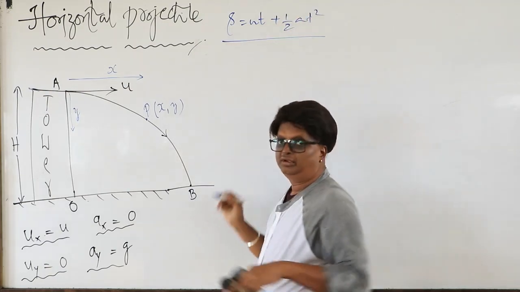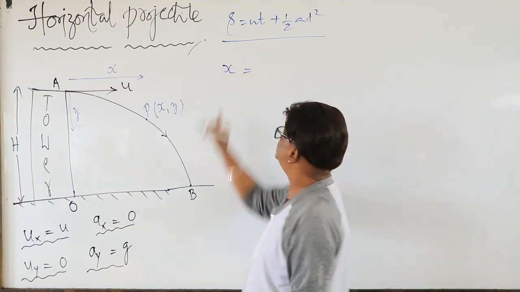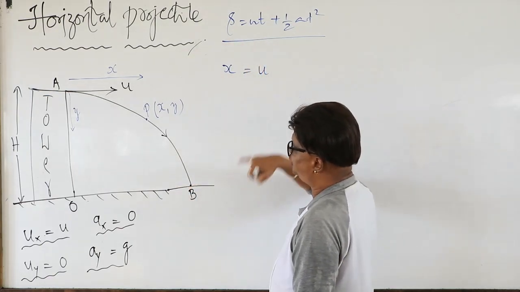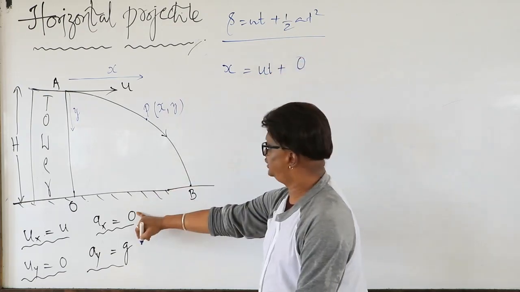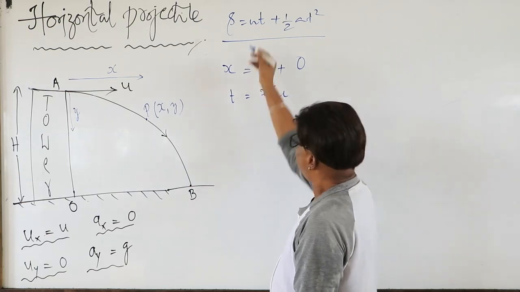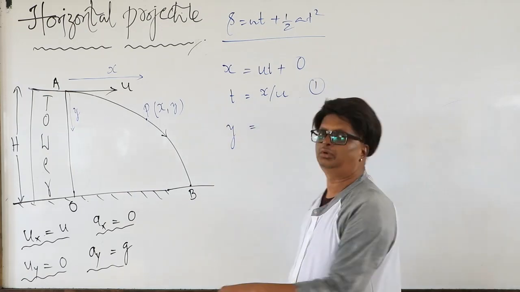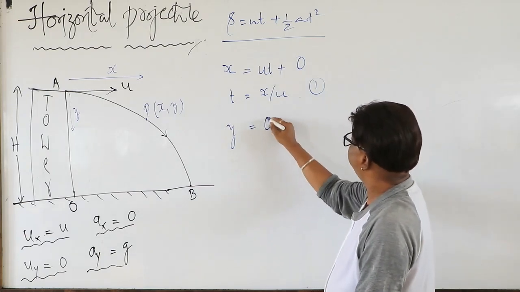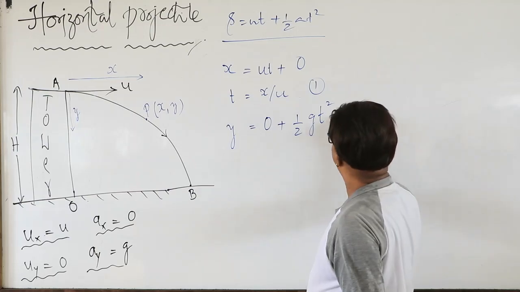If I do it separately for horizontal and vertical, in the horizontal direction the velocity ux is equal to u. Therefore, x is equal to ut plus the term with a, which is 0, half a t square, meaning t is equal to x by u. I call this equation 1. Next, y is equal to, because in the vertical direction the initial velocity is 0, this is 0 plus half g t square, and I call this equation 2.